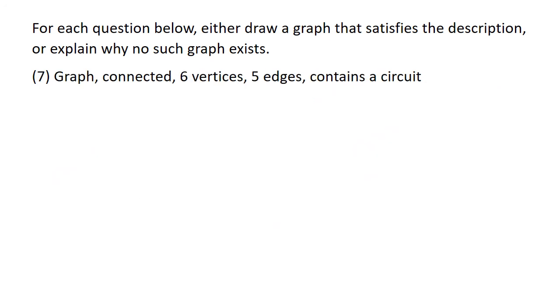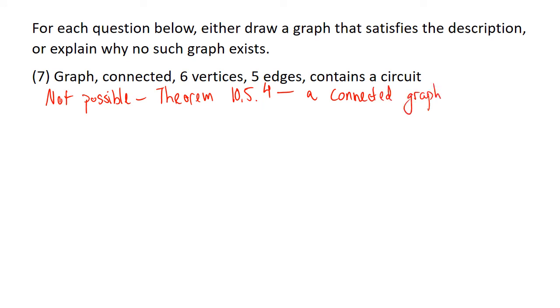Okay, let's look at the last one here. A connected graph with 6 vertices, 5 edges, and contains a circuit. This is not going to be possible, and I will tell you why. I'm going to refer to theorem 10.5.4, which says a connected graph with n vertices and n minus 1 edges is a tree.